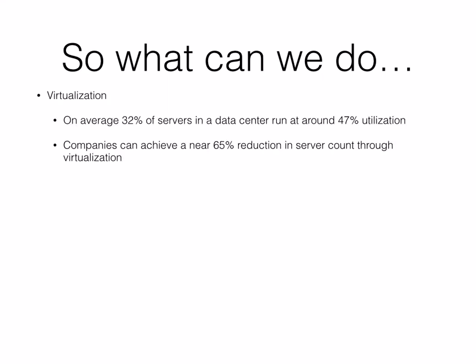We've explored this a bunch. Let's talk a little bit more about what that means, from a statistical sense. So virtualization: on average, 32% of servers in a data center run around 47% utilization. So what that means is that they're only running at less than half of their capacity. So companies can achieve a near 65% reduction in server count just through virtualization.